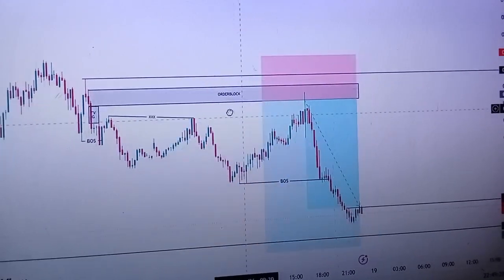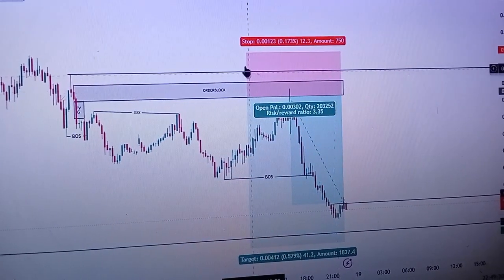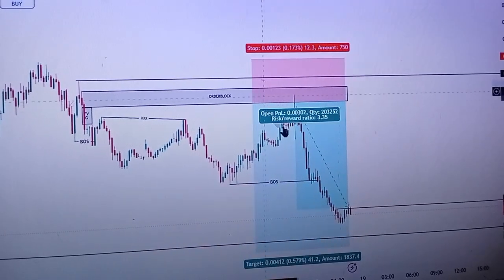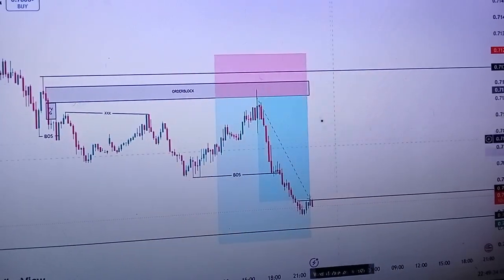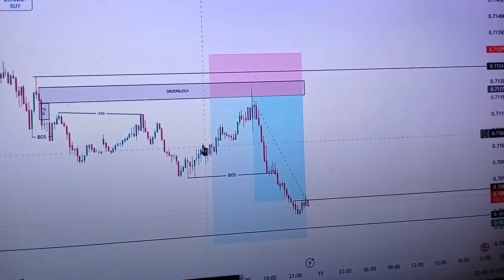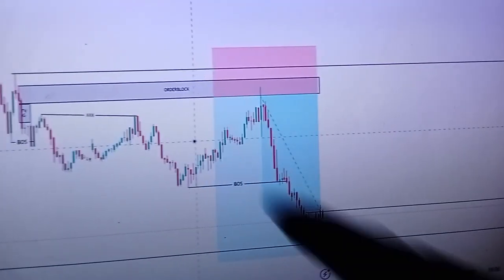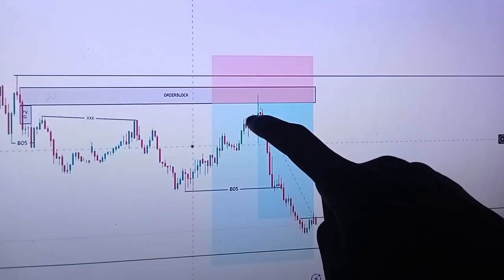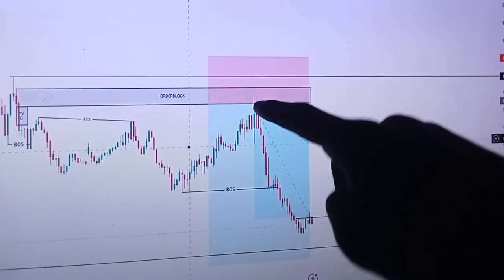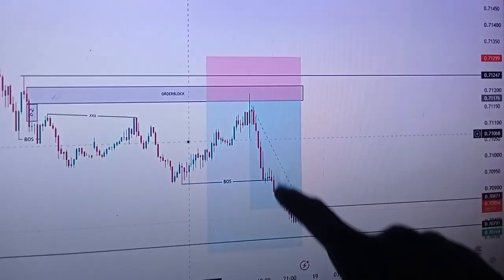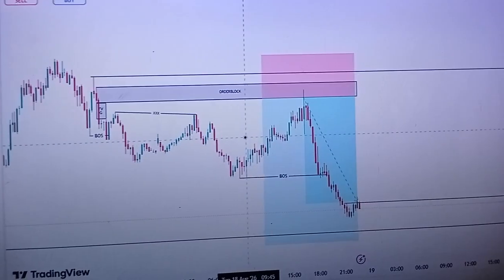So what do we need? We just need to enter the order block and then SL above. So yeah, I entered that trade, and look at how I was tapped in. Price just came, tapped me in with a weak rejection and went back down. So it started dropping immediately. This is a very good trade.